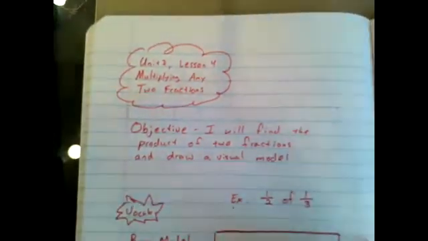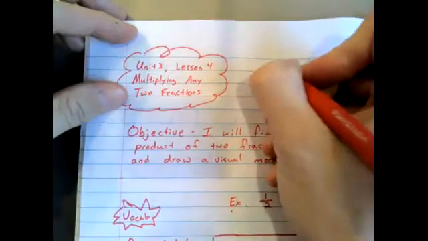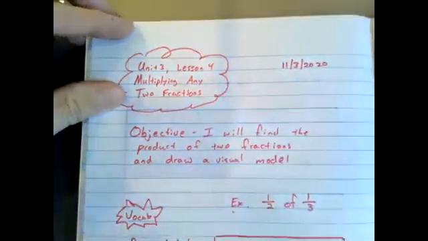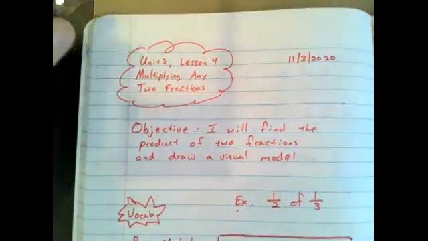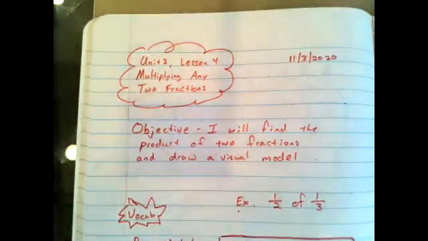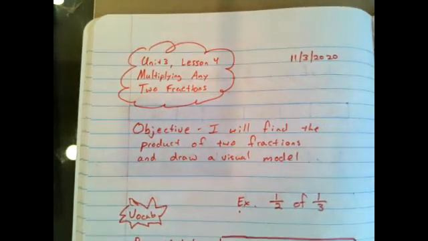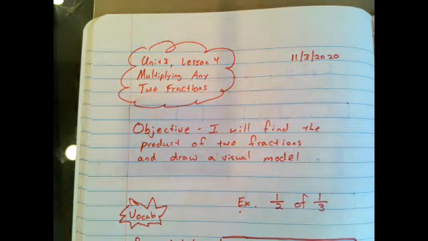All right, we've got a lot of this framed out. I think the thing I'm missing is the date, 11/3/2020. And I'm using red because my other pens are dying. All right, Unit 3, Lesson 4, multiplying any two fractions. Say it with me, multiplying any two fractions.